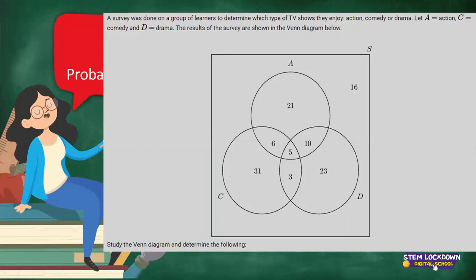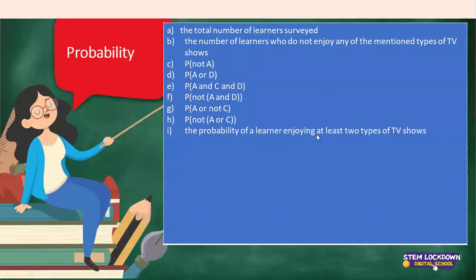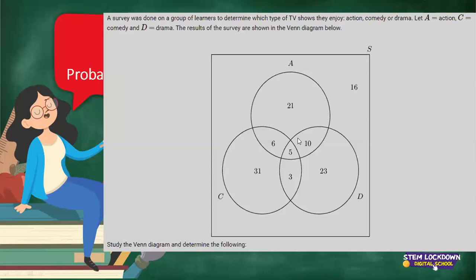That gives you the probability of a learner enjoying at least 2 types of TV shows. That means 2 or more. So this one is 2, this one is action and drama, and these are action and comedy and drama. So these are for 2. And then these 5 as well also fall into the category of at least 2. So these 1, 2, 3, 4 added together over 115 give us the probability of at least 2 TV shows. Okay, all right. So we go to the next one.